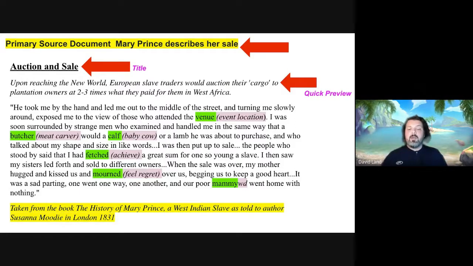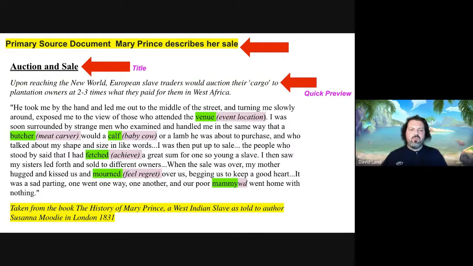Let's read what Mary Prince has to say. In quotations, quote, "He took me by the hand and led me out to the middle of the street, and turning me slowly around, he exposed me to the view of those who attended the venue. I was soon surrounded by strange men who examined and handled me in the same way that a butcher would a calf or a lamb that he was about to purchase, and who talked about my body shape and body size in like words. I was then put up to sale.